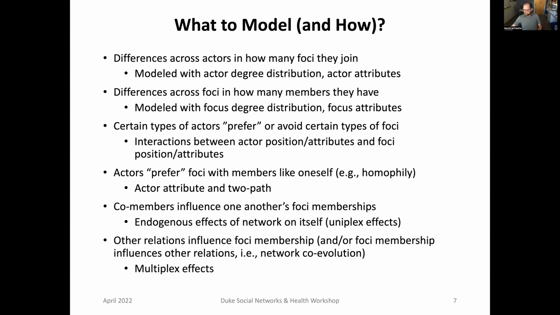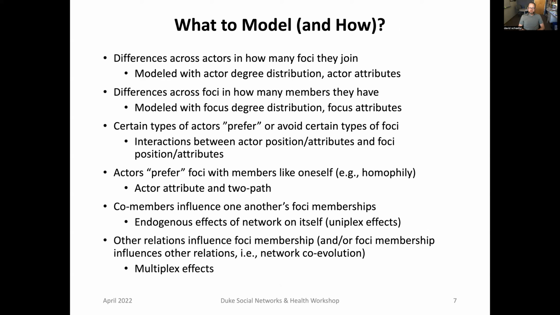All right, I want to talk briefly about some of the different kinds of changes we might want to model. We might be interested in whether there are differences across actors in how many foci they join. Are some people joiners and other people not? We can model that with the actor degree distribution, but we can also get at heterogeneity among actors if we have attributes that might lead some actors to be more sociable than others.